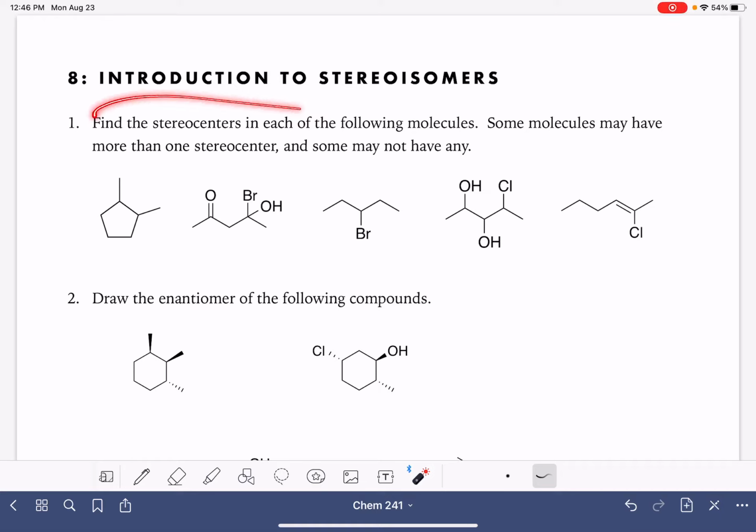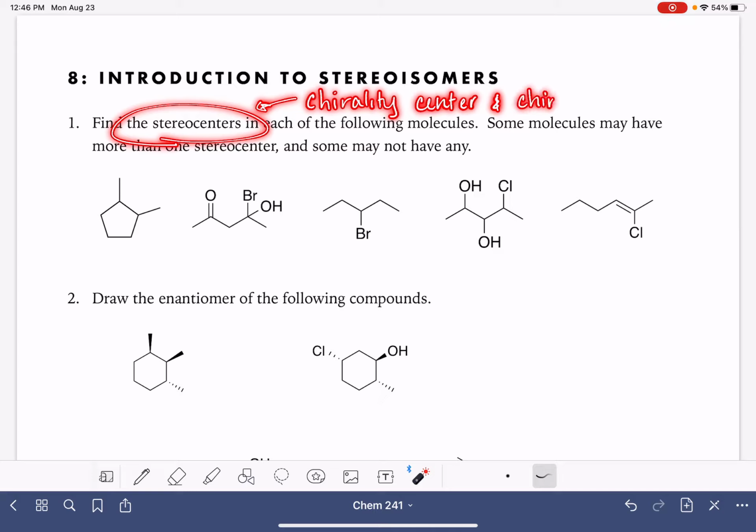This worksheet is going to be an introduction to stereoisomers. The first problem, we're going to be looking for stereocenters in these molecules. And I want to just begin by saying that stereocenter is also referred to as a chirality center. It's also referred to as a chiral carbon. Maybe some other things too that I can't think of off the top of my head. So there's a lot of different terms that we use interchangeably in place of stereocenter.